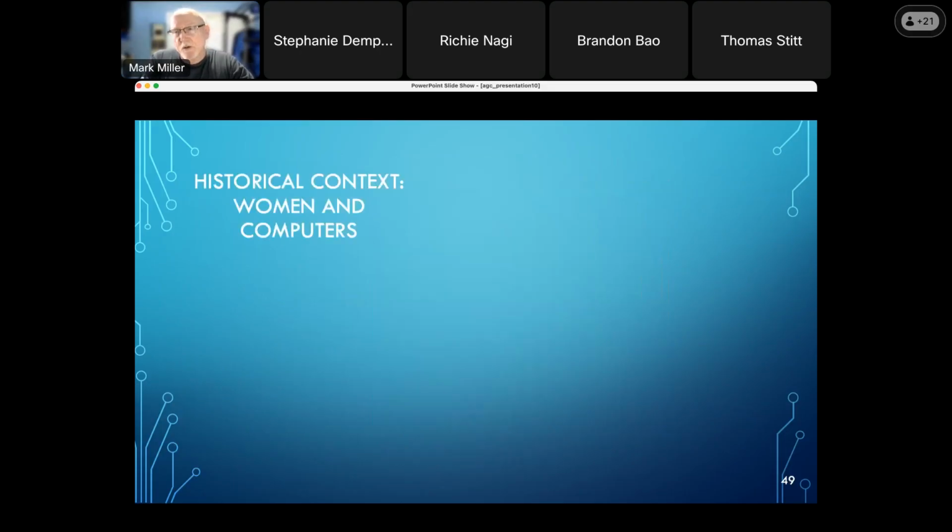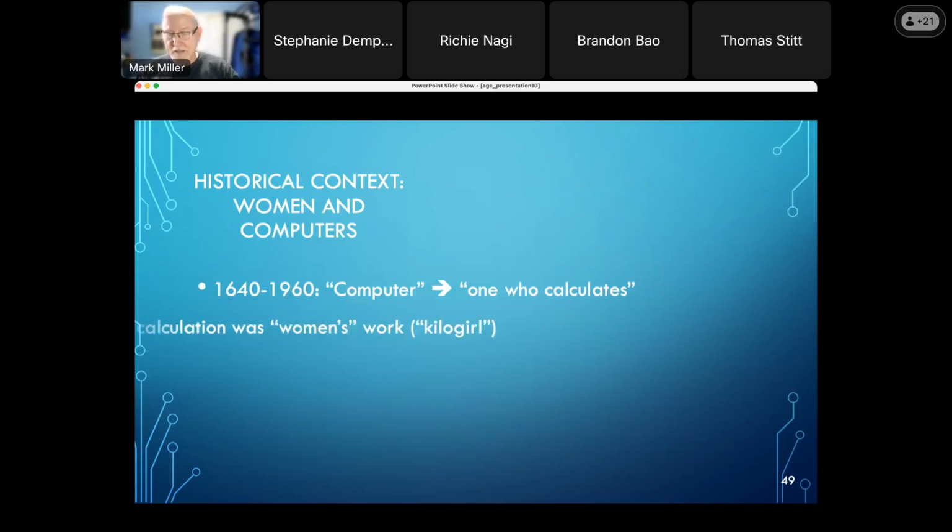So I'll continue this a little bit and talk about women in computers as well. If you look at the word computer in human history, going back centuries, it didn't refer to a machine until the mid-1900s. It referred to a person who calculated. Calculation was often considered tedious work, and it was a human computer. If you look at the history of human computers, they were almost always women.